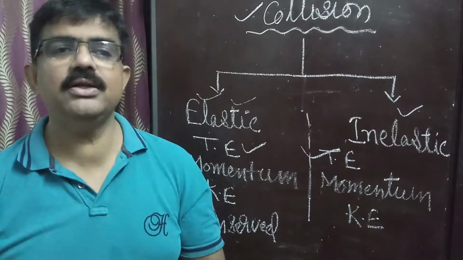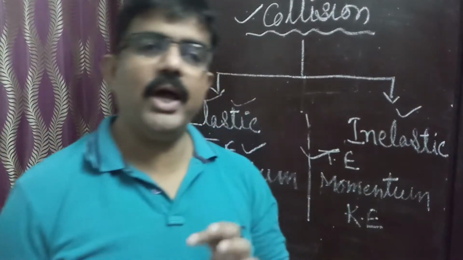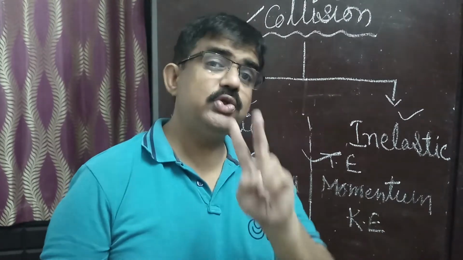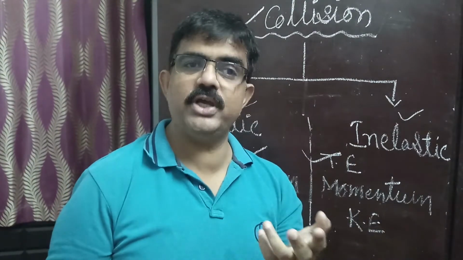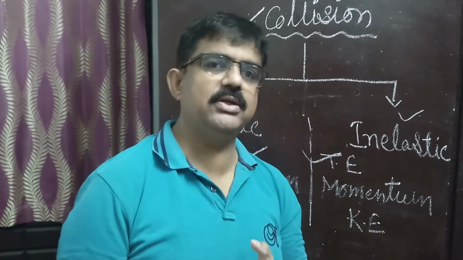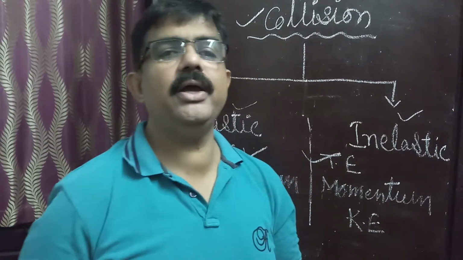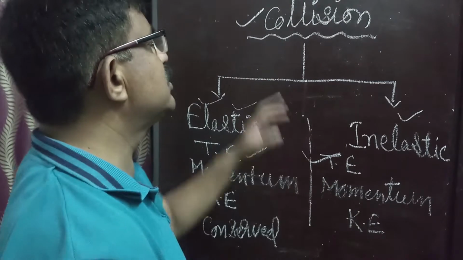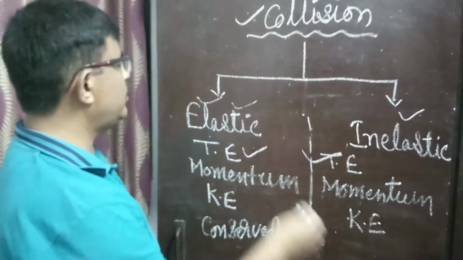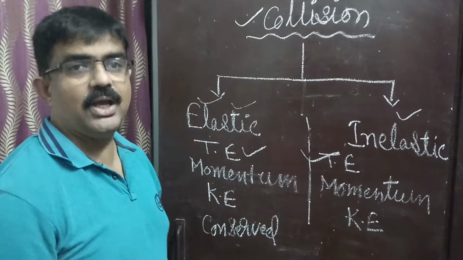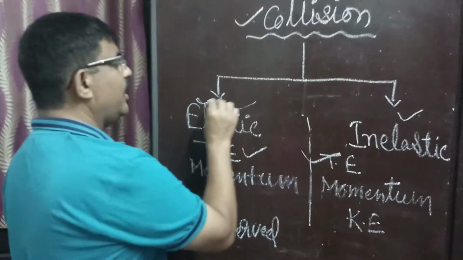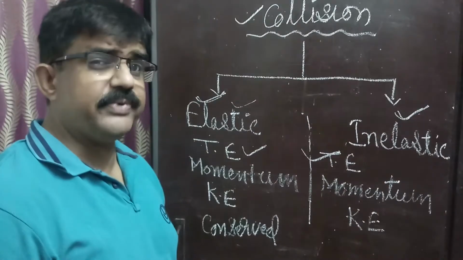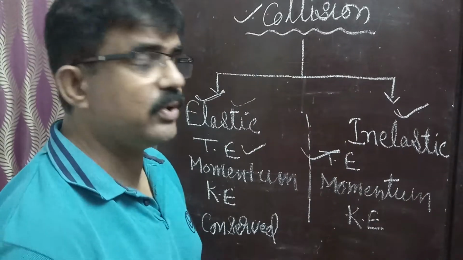How do we define it? Collision is a short time event in which two or more objects interact with each other and thereby affect subsequent motion. So this is collision. Now there are two types of collision: elastic collision and inelastic collision. How do we differentiate elastic and inelastic collision?